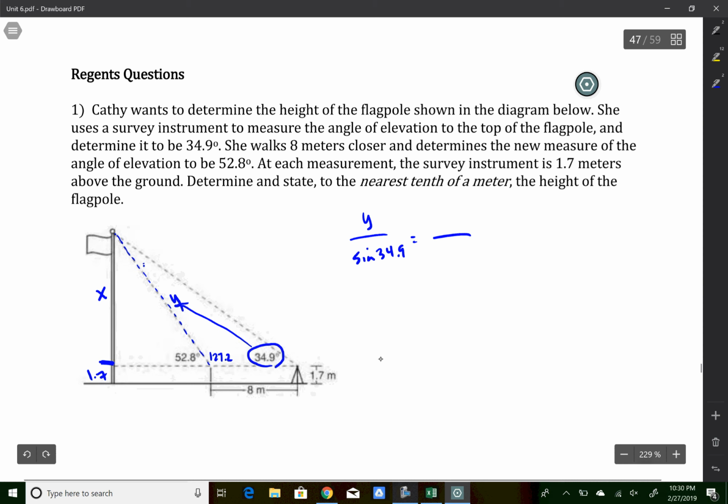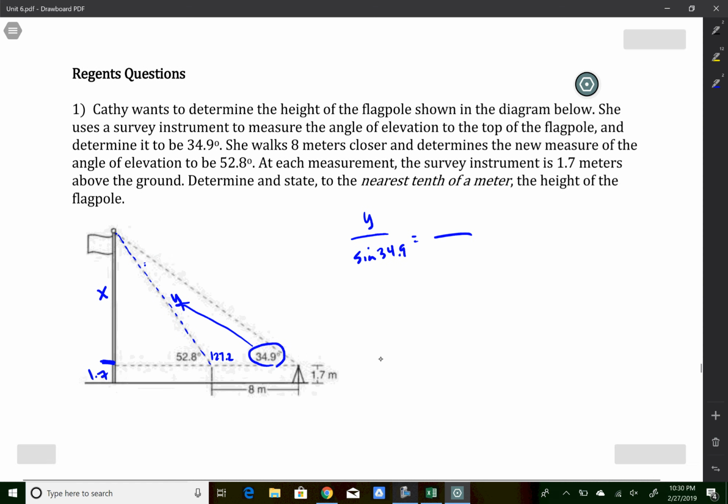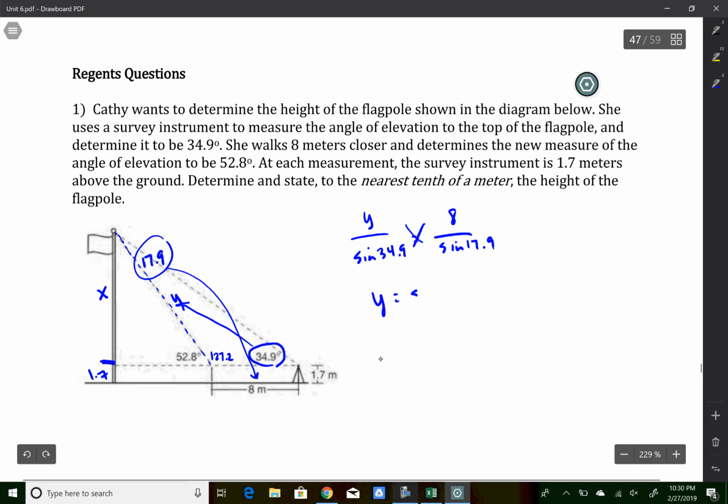Because I know the three angles of a triangle have to add up to 180. So if I subtract 180 minus 127.2 and minus 34.9, I know this little angle is 17.9 degrees, making the matching pair between that and 8. So now I could say the other part of my proportion here is 8 over the sine of 17.9. Do some cross multiplying just like we've been doing the whole lesson here.